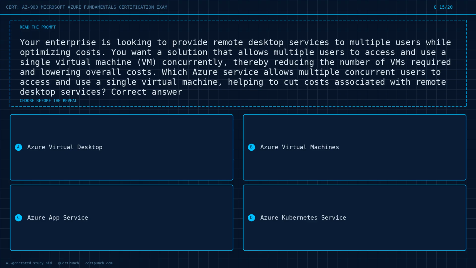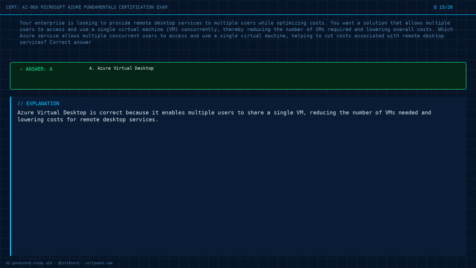Option A, Azure Virtual Desktop. Option B, Azure Virtual Machines. Option C, Azure App Service. Option D, Azure Kubernetes Service. Choose the best answer before the reveal. Commit to it now. The answer is option A. Exam logic. Azure Virtual Desktop is correct because it enables multiple users to share a single VM, reducing the number of VMs needed and lowering costs for remote desktop services.